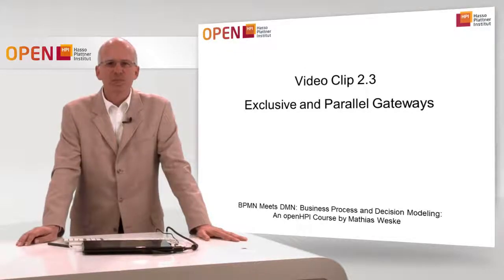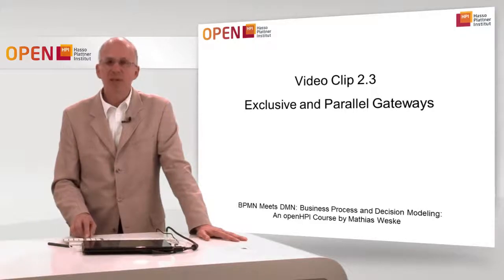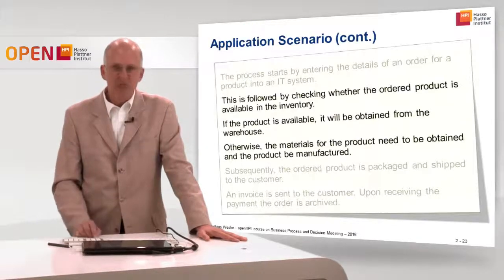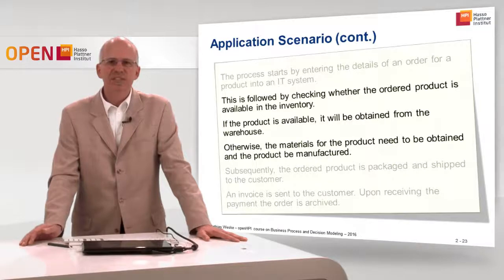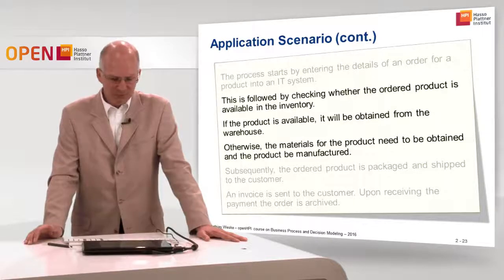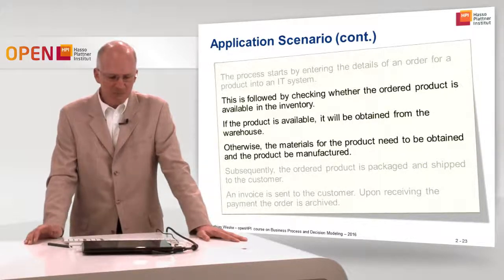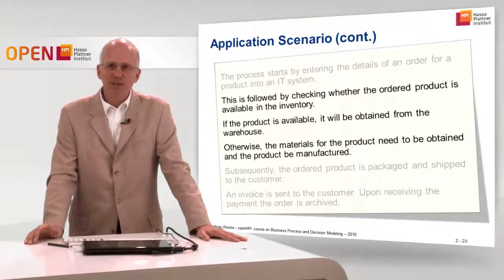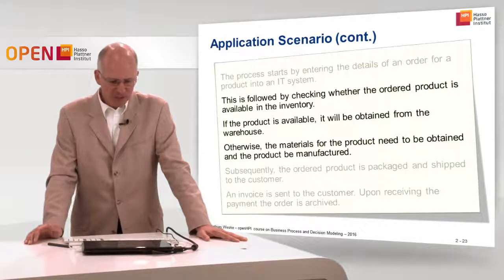Welcome to video clip 2.3, in which we will investigate exclusive and parallel gateways. So far we only have seen sequential flow in a process, but of course that's not sufficient to express what we'd like to express for business processes. And therefore we continue the application scenario with the parts that are shown in black here.